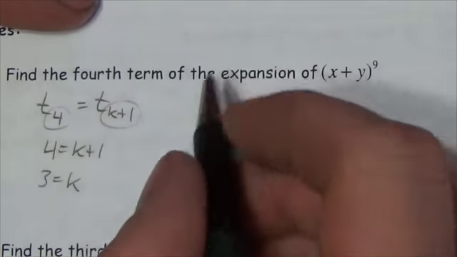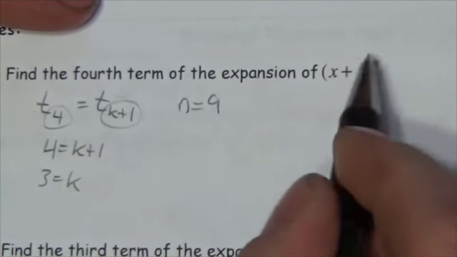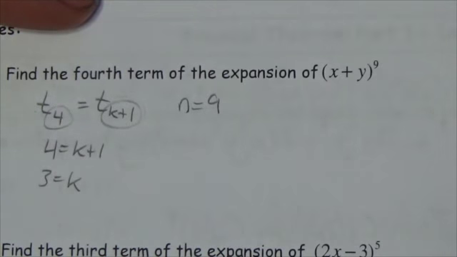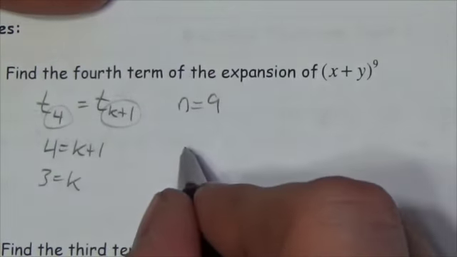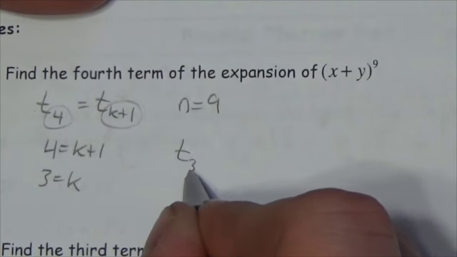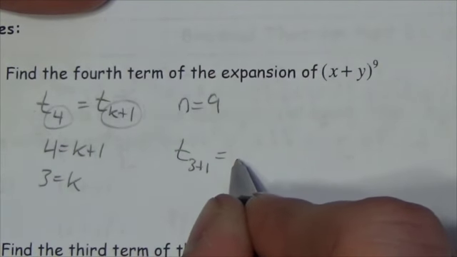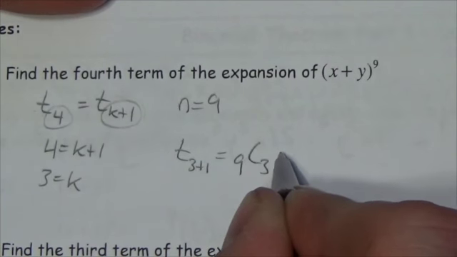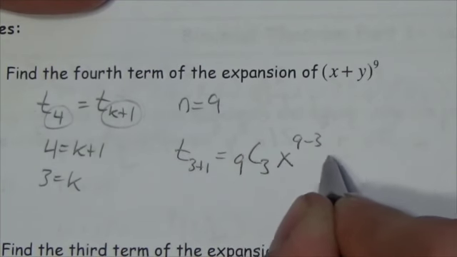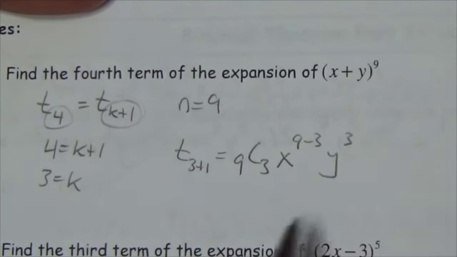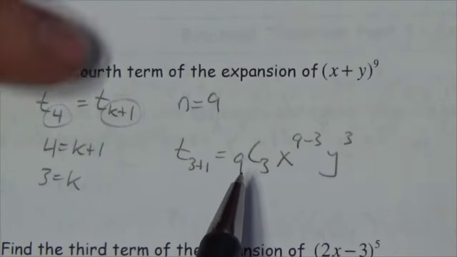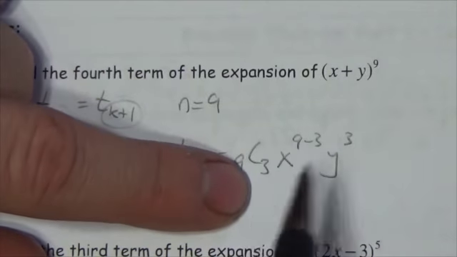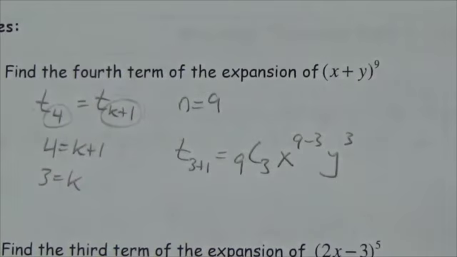Now in this expression here, I also know that n is equal to 9 because that's the exponent on the binomial here. So now this is just a matter of plugging stuff in. I know that t sub 3 plus 1 is going to equal 9 choose 3, x to the 9 minus 3, y to the 3. Okay, because this is my k. Here's my n in those two positions, and there is my k in those three positions.